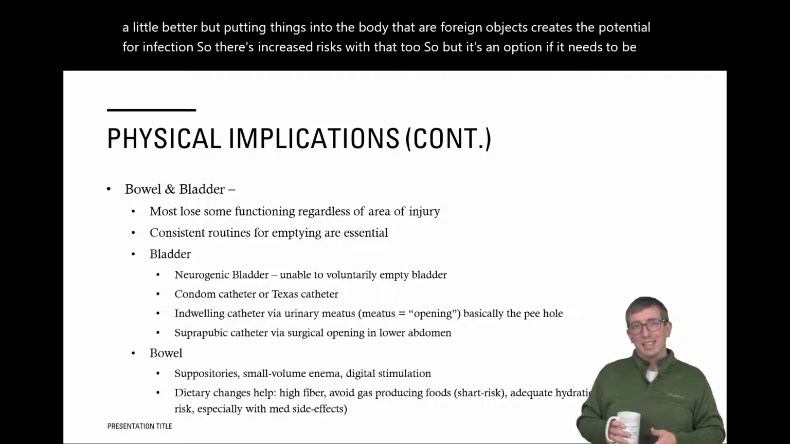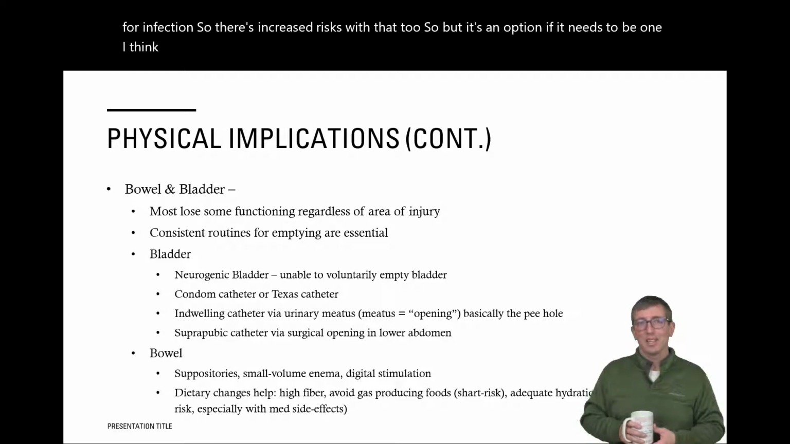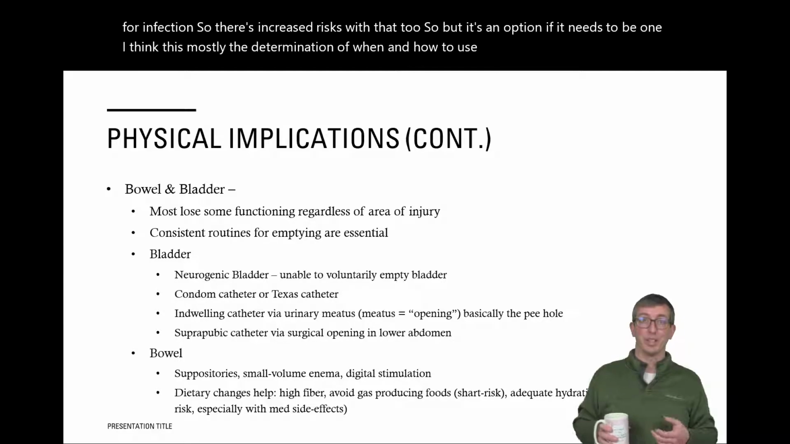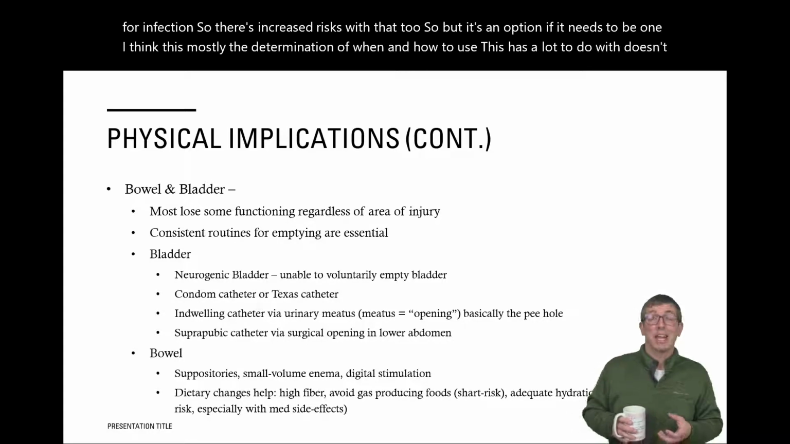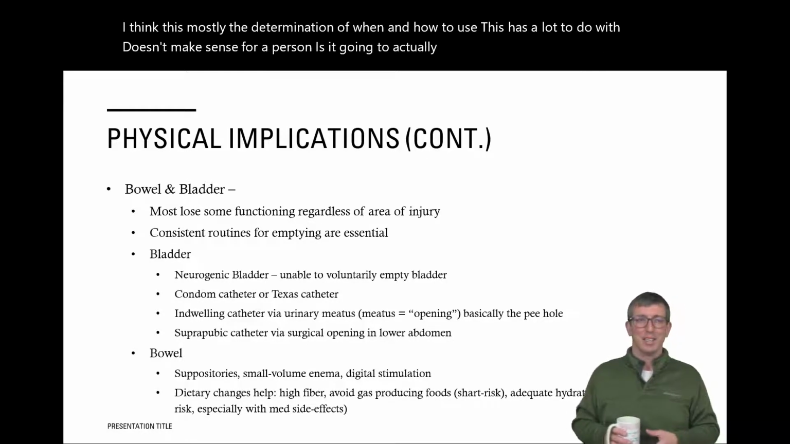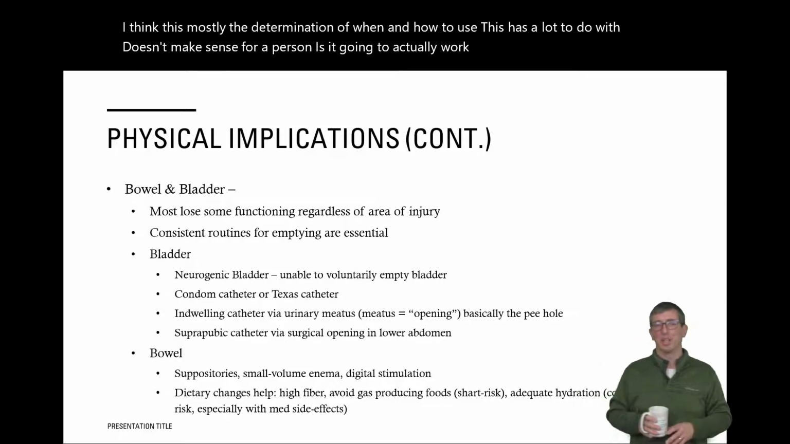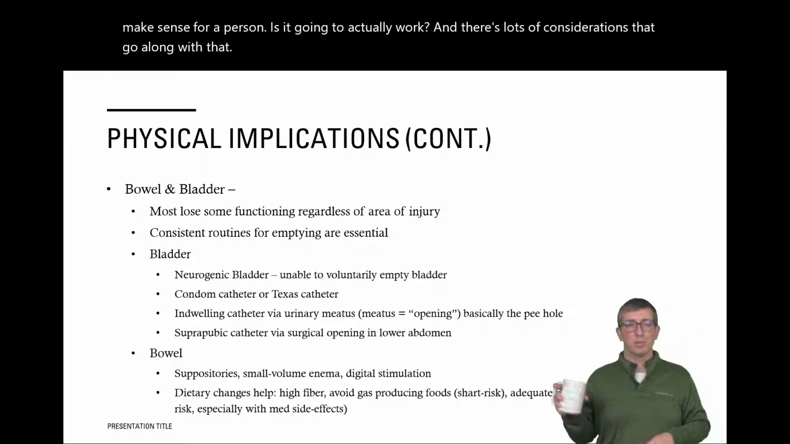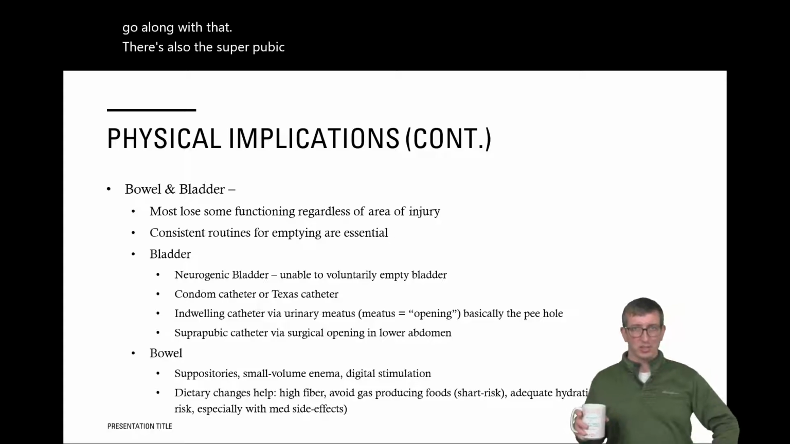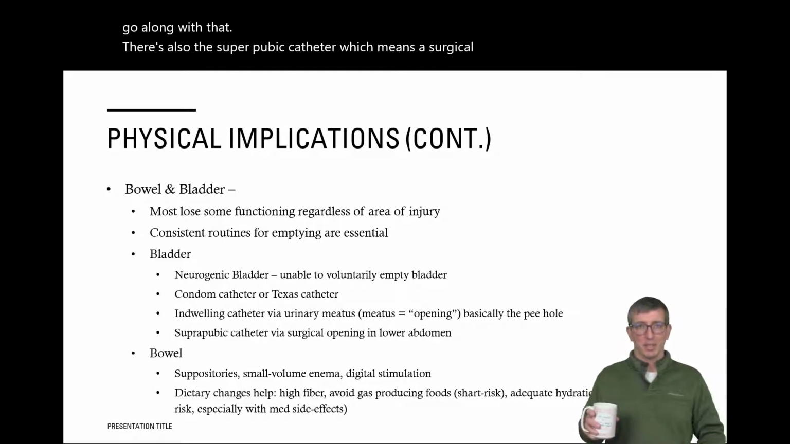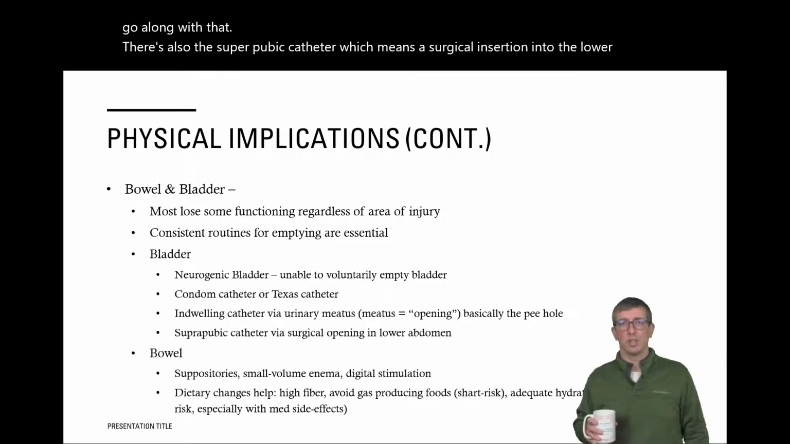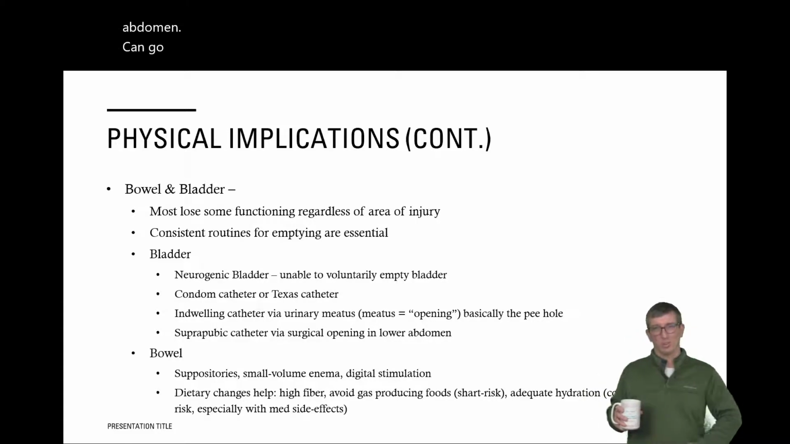I think the determination of when and how to use this has a lot to do with, does it make sense for a person? Is it going to actually work? And there's lots of considerations that go along with that. But there's also the suprapubic catheter, which means a surgical insertion into the lower abdomen that can go right into the bladder, kind of over the top of it.